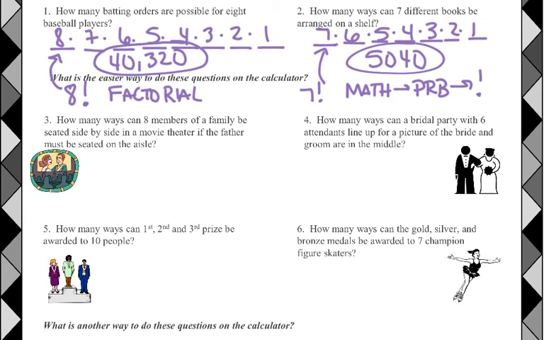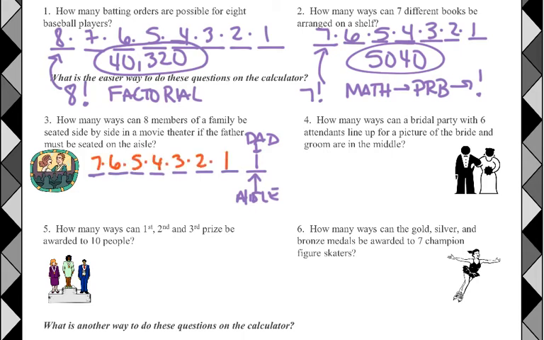These questions are all a little bit different. 8 members of a family seated side by side in a movie theater: 1, 2, 3, 4, 5, 6, 7, 8. If the dad must be seated on the aisle, so let's say for sake of argument that there's only one aisle, and the dad has to go there, how many choices do you have for who goes on the aisle? Right, 1. And then once the dad's out of it, you have only 7 people left, 7, 6, 5, 4, 3, 2, 1, or 7 factorial again, or 5,040.